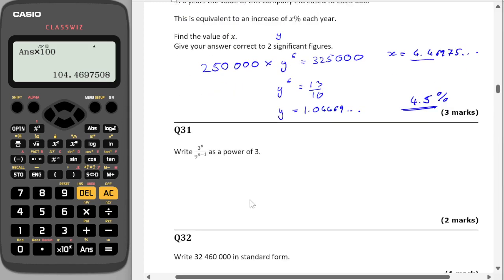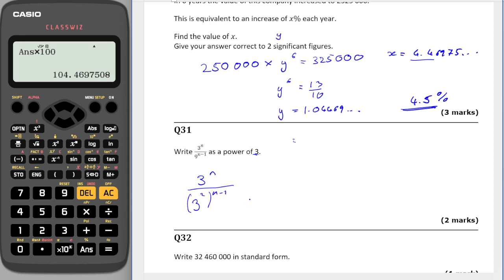Okay, question 31. Write 3 to the power n divided by 9 to the power n minus 1 as a power of 3. Okay, so I'm going to simplify this slightly. So 9 is 3 squared. So I'll write that again. That's going to be 3 to the power n divided by 3 to the 2n minus 2.